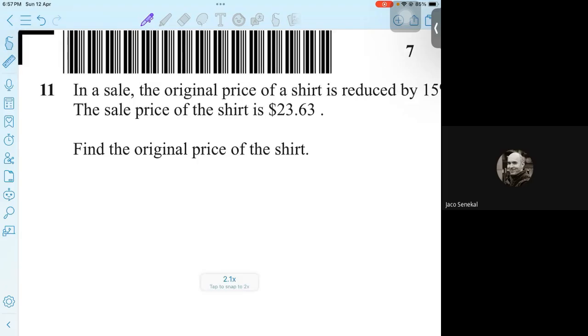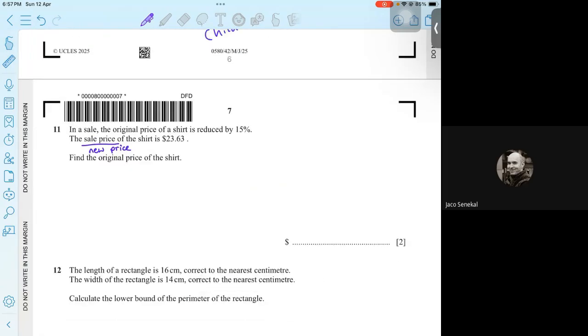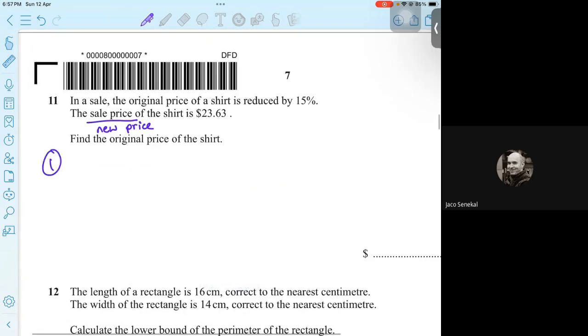So the sale price basically means the new price, right? So I'm going to show you multiple ways of writing this exact answer. The first one is the one that I suggest, is the easiest one. 0.85 x is equal to 23.63. And then if you simply find x, 23.63 over 0.85, you should have the answer.